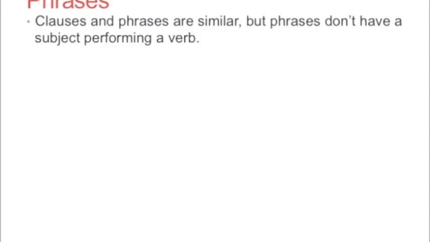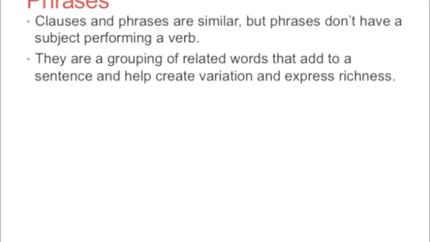Now, clauses and phrases are similar, but phrases don't have a subject and a verb, right? There's not something performing something else. There might be a subject, there might be a verb, but they're not together. That would be a clause, and phrases are not clauses. A good definition might be this: they are a grouping of related words that add to a sentence and help create variation and express richness.